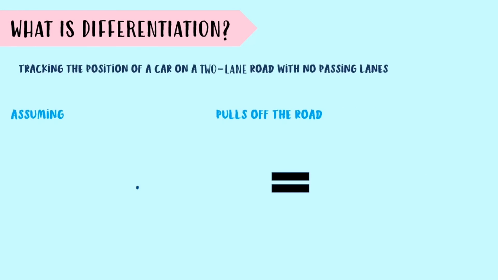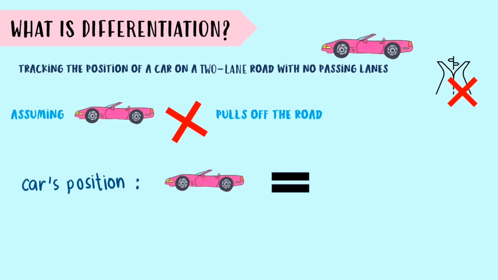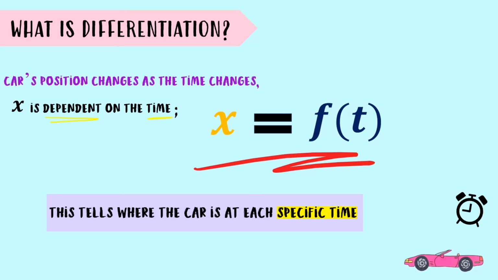For example, we want to check the position of a car on a two-lane road with no passing lanes. Assuming the car never pulls off the road, we can abstractly study the car's position by assigning it a variable x. Since the car's position changes as the time changes, we say that x is dependent on the time, or we can write it like this. This tells where the car is at each specific time.